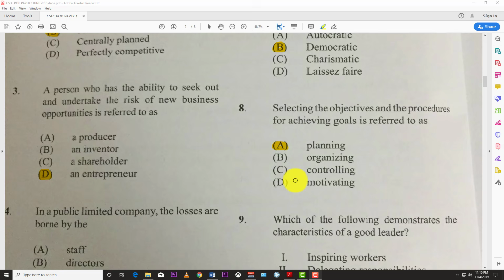Number 8, selecting the objectives and procedures for achieving goals is referred to as planning. So it is part of the planning process.